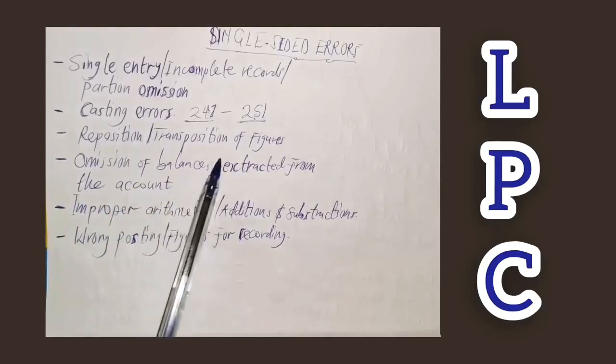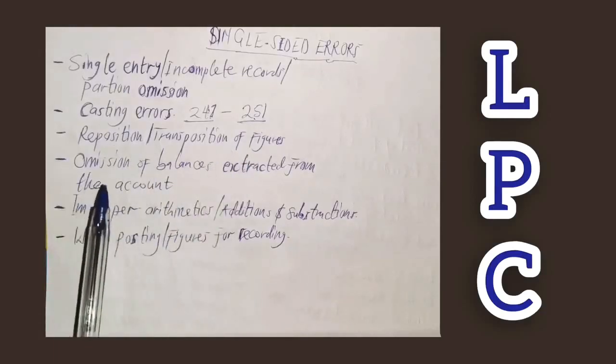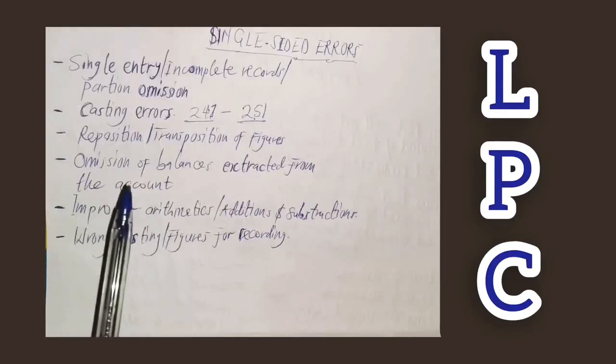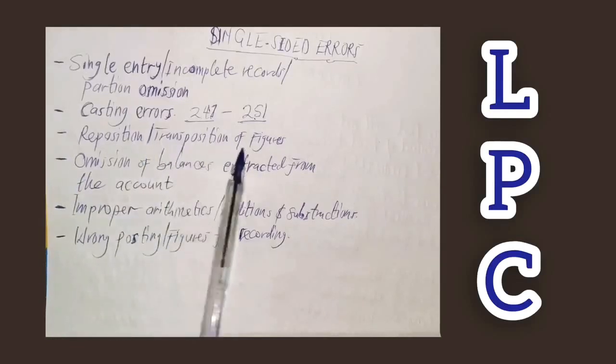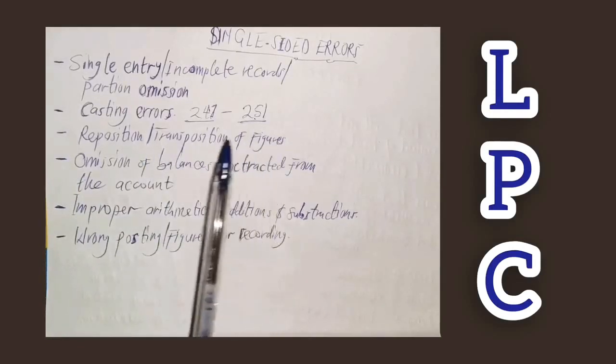Then we have reposition or transposition of figures. I think we saw this in the double side when we were discussing the double-sided errors. But here, you just made it on one side of the account and failed to record it in the other side of the account.